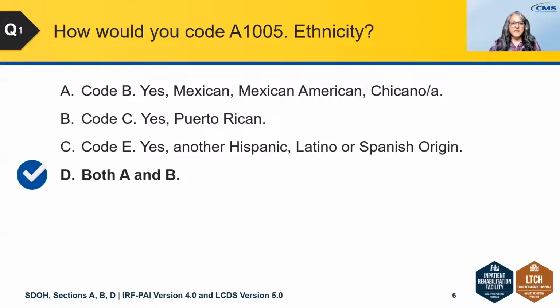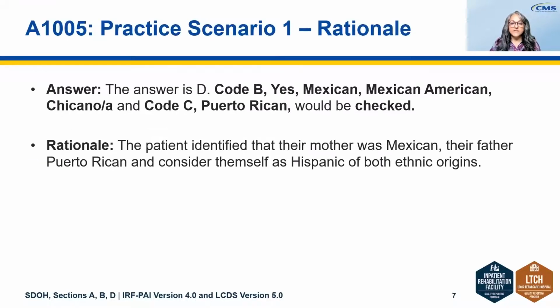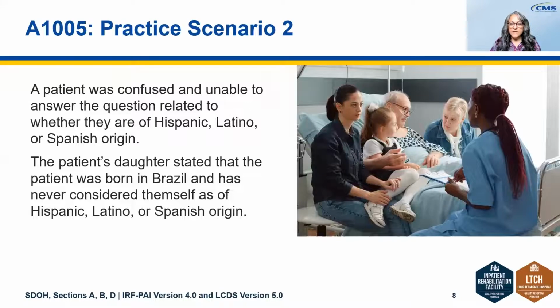So the answer is choice D, both A and B. Code B, yes, Mexican, Mexican-American, Chicano, Chicana, and code C, Puerto Rican, would be checked. The rationale for this is that the correct coding is that the patient identified that their mother was Mexican, their father was Puerto Rican, and consider themselves as Hispanic of both ethnic origins. Thank you. Looks like 78% of you got that one.